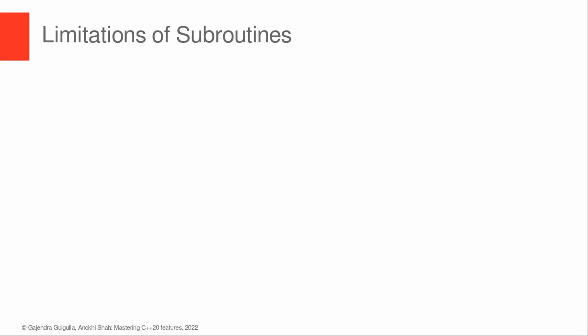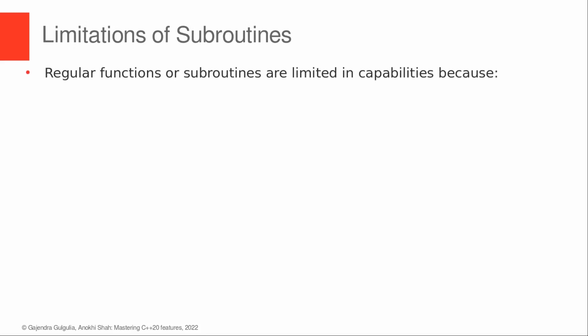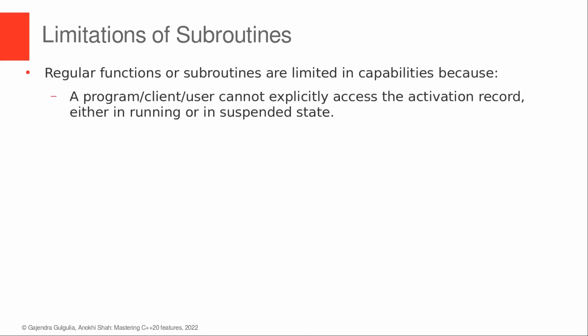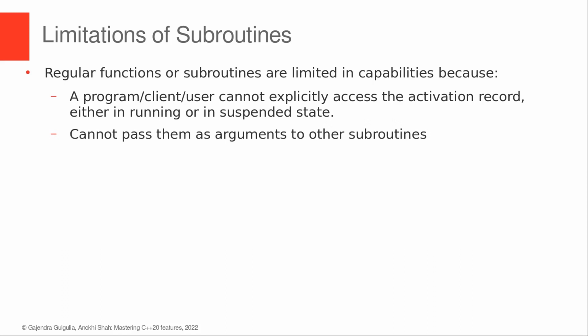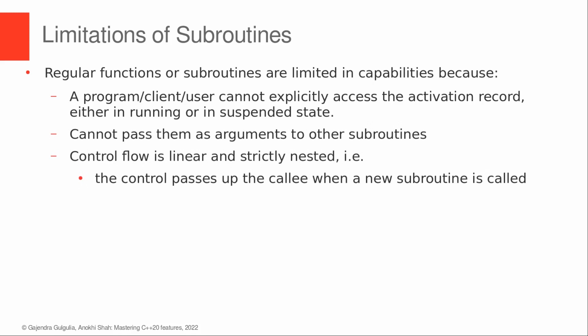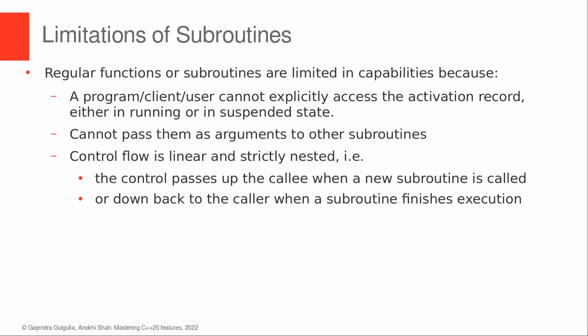Finally, we look into the limitations of subroutines. Regular functions or subroutines are limited in capabilities because a program, client, or user cannot explicitly access the activation record either in running state or in suspended state, cannot pass them as arguments to other subroutines, and function flow is linear and strictly nested. That is, the control passes up to the callee when a new subroutine is called. For example, the control passed from foo to bar up the stack frame, or down back to the caller when the subroutine finishes execution. For example, the control passed down from bar to foo in the stack frame.